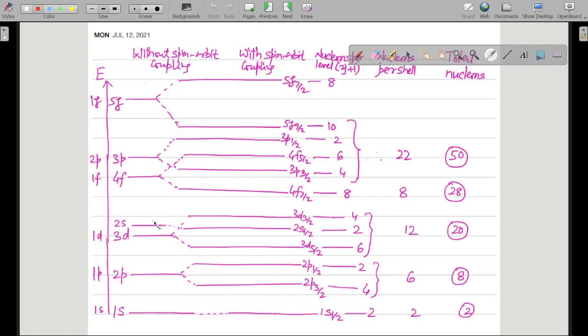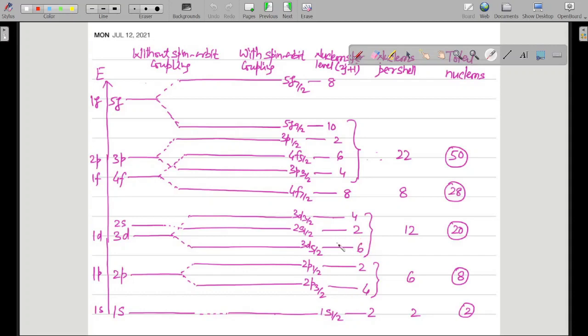Now for s, l equal to 0, so only one j value is possible, that is 1 by 2. So 2s 1/2, so again 2 electrons. Now how did we get this 2s? How do we know that this 2s lies between two 3d subshells? This is experimentally determined, so you have to remember, mug up, that 2s lies like this, because this is experimentally determined.